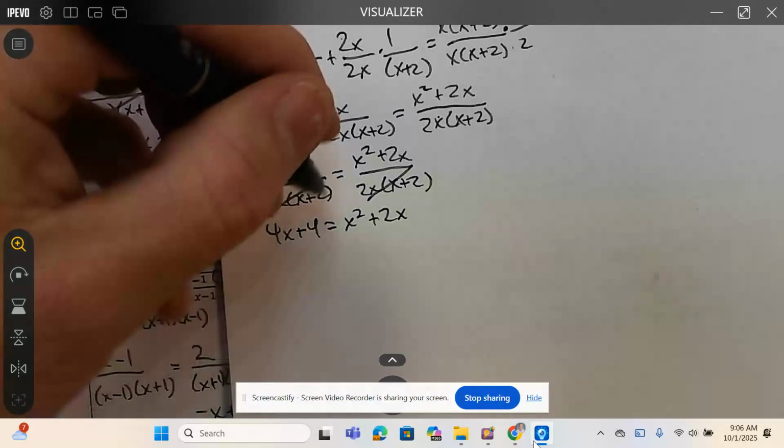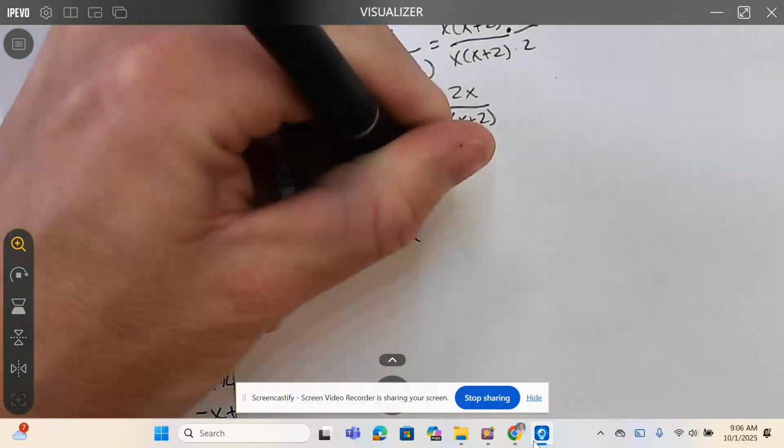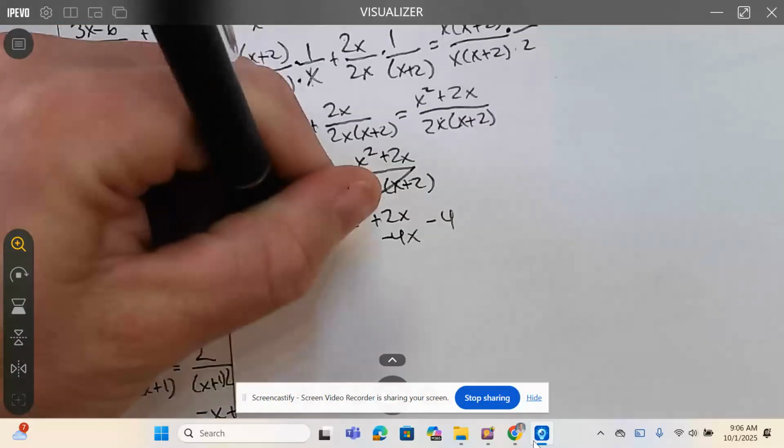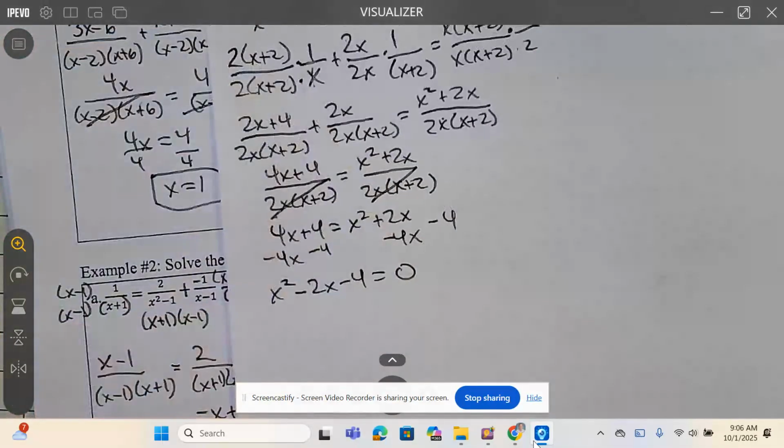I'm going to make this equal 0 because it's a quadratic. X squared minus 2x minus 4 equals 0. That is not factorable. So I'm going to have to solve by quadratic formula, I guess.